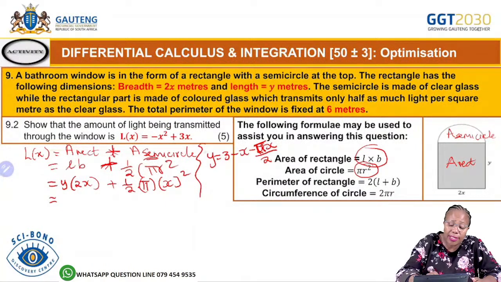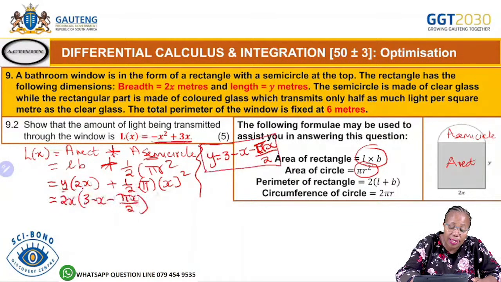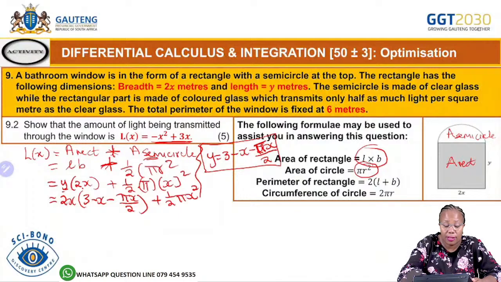Then we are going to take this y from the previous answer, grade 12, and substitute for this y here, because our answer is in terms of x only, there is no y there. We leave 2x and substitute the y from the previous, that is 3 minus x minus pi x over 2, and then plus the half pi x squared there.